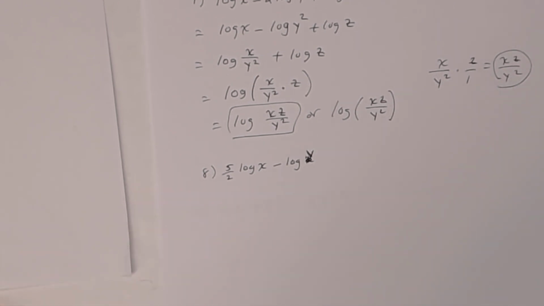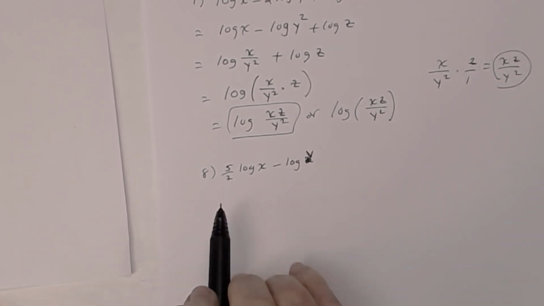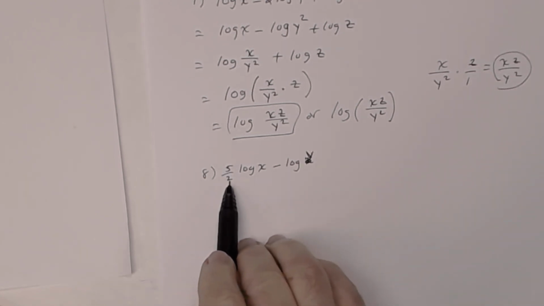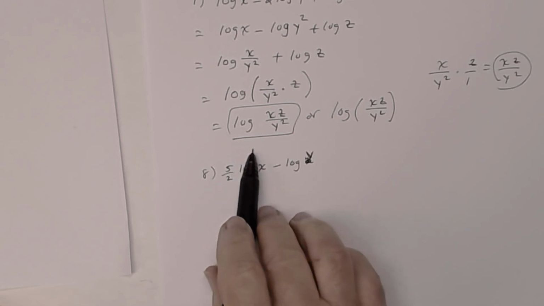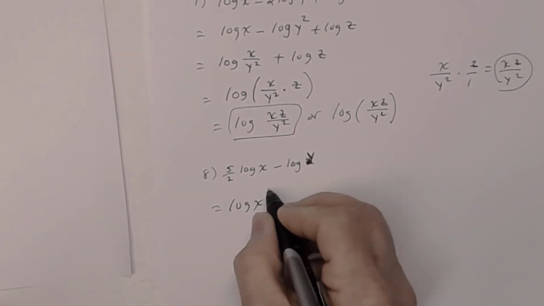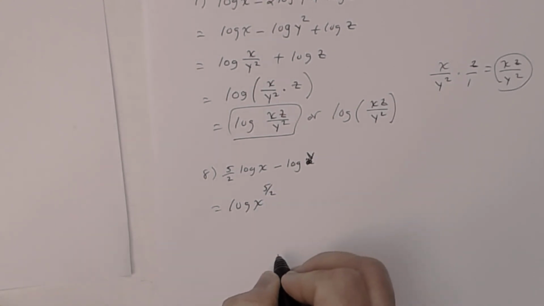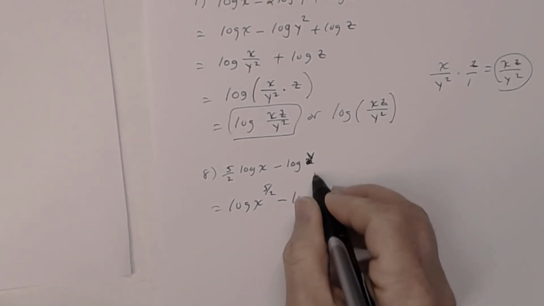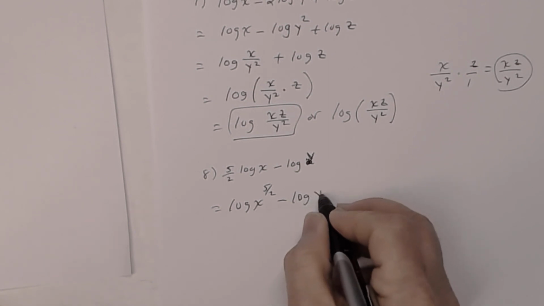Okay, so let's think about number 8. Number 8 may be a little confusing for some of you. First thing we're going to do, though, is we're going to change this coefficient. We're going to write it as an exponent. So this becomes the log of x to the 5/2 power, just like that, minus the log of y.